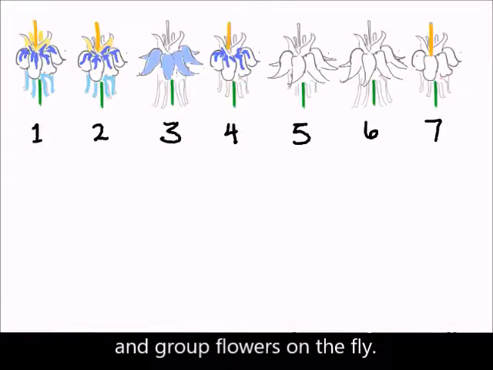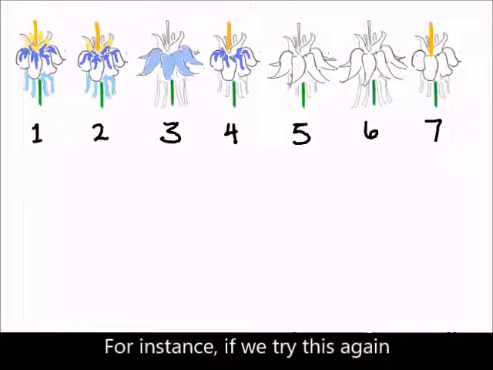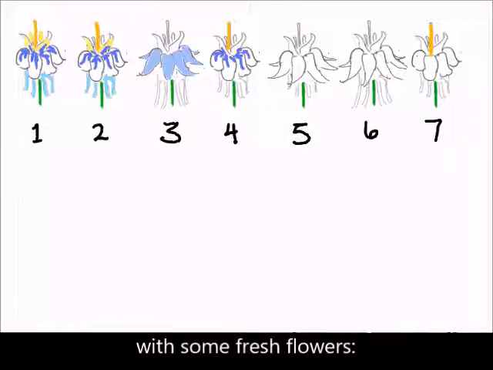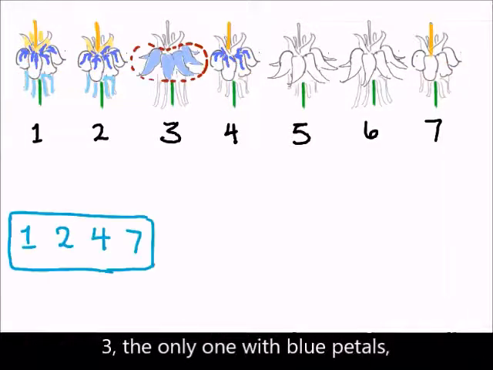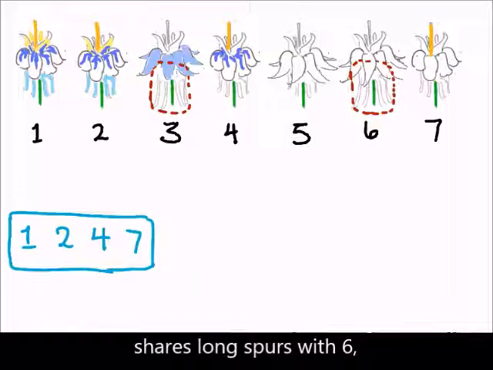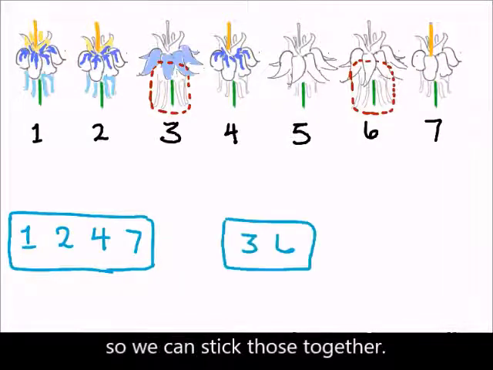You could also do all this in your head and group flowers on the fly. For instance, if we try this again with some fresh flowers, 1, 2, 4, and 7 all have orange stigmas and round petals. 3, the only one with blue petals, shares long spurs with 6, so we can stick those together.